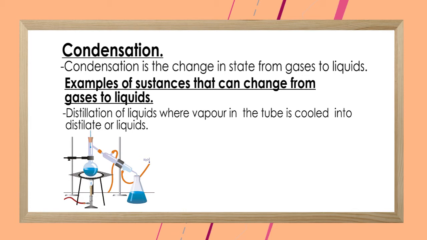So when they are passing through the delivery tube, they will meet cold water. And when this delivery tube is put in cool water, it is going to cool down the vapor or the steam that was coming through the delivery tube to distillate. By distillate, we can use the word liquid. And this process by which the vapor has changed to liquids is what we call condensation.